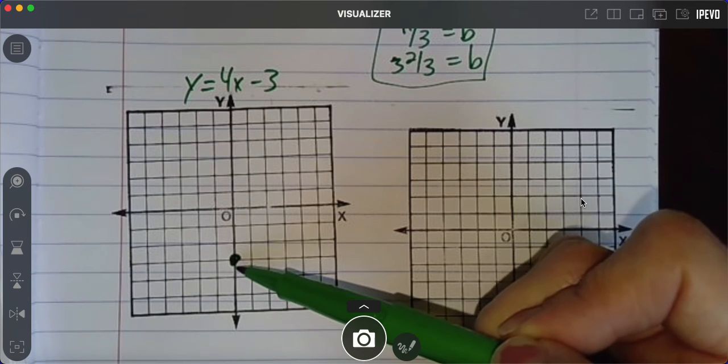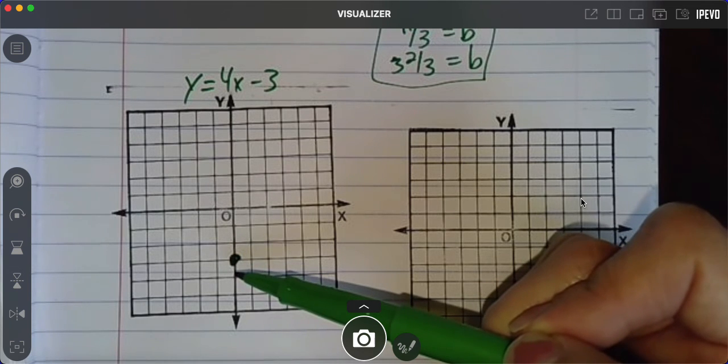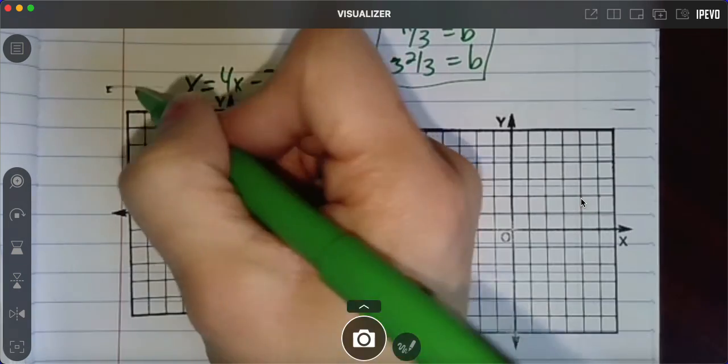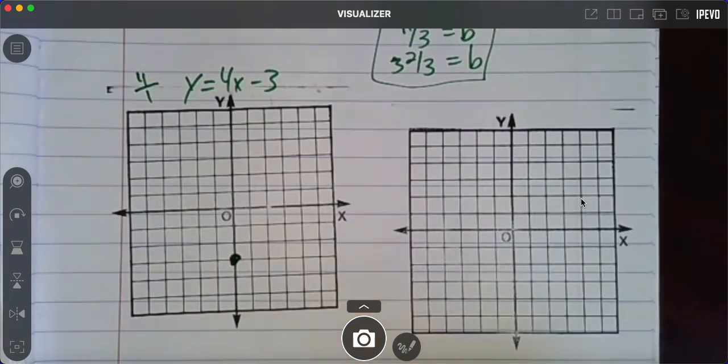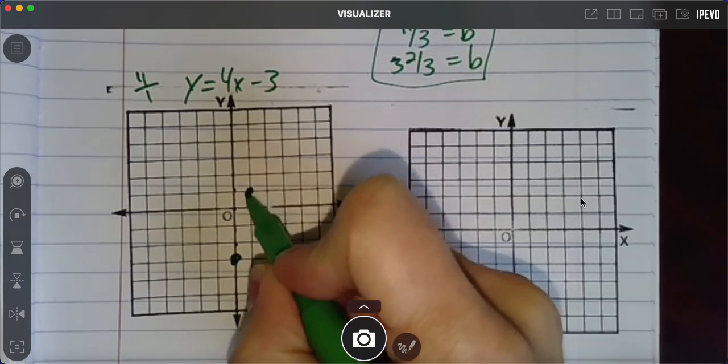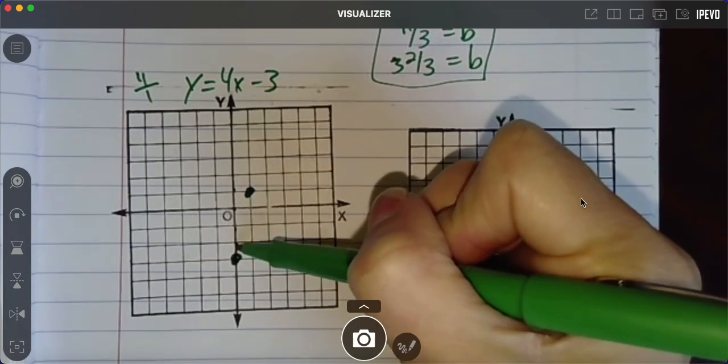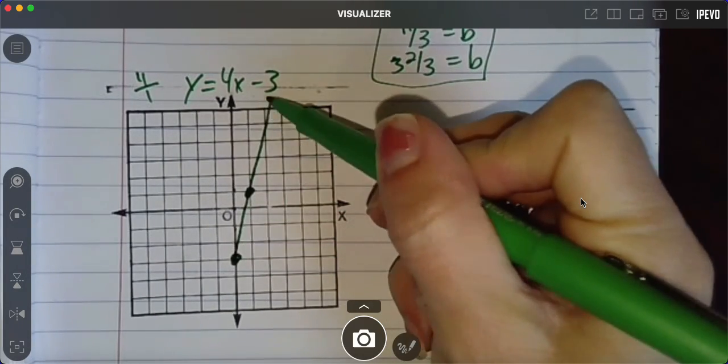From there, I use my other number in front of x now, my slope. It's not written as a fraction, so you can write it if that helps you. It's 4/1, right? So from here, I'm going to go up 4 and over 1. Up 1, 2, 3, 4, and over 1. There's my second point. So I'm going to draw my line.